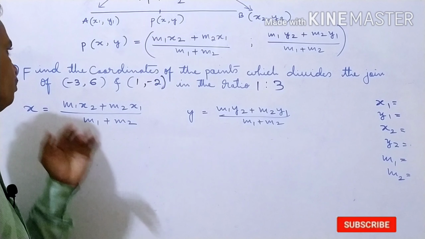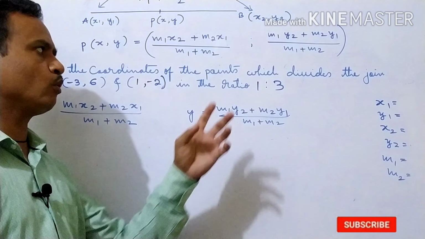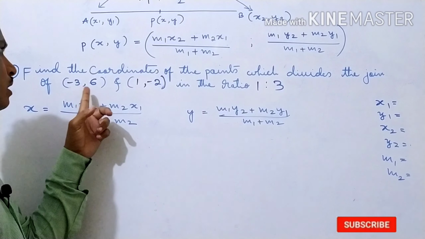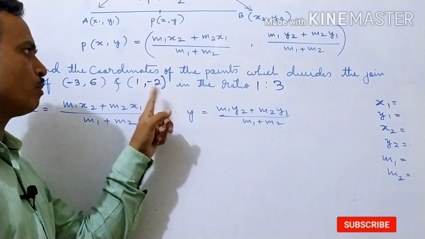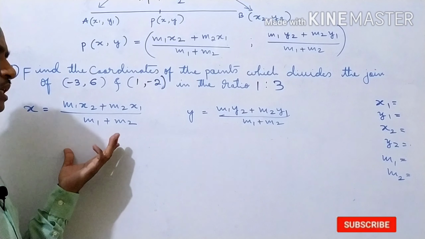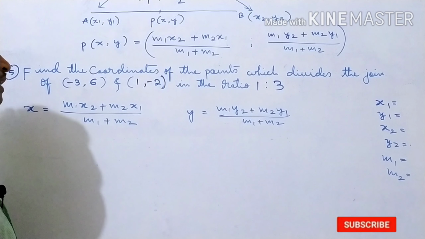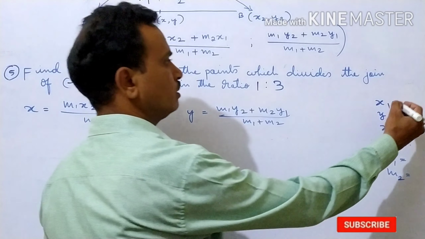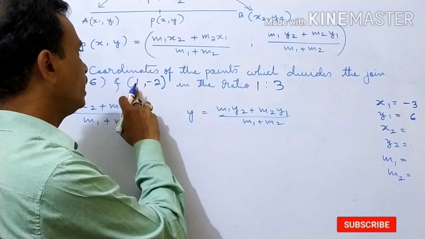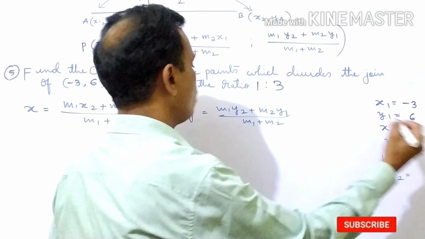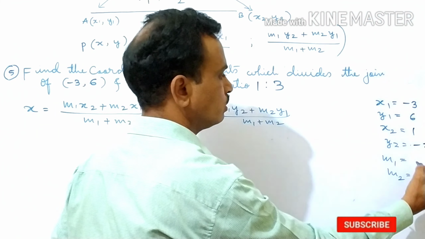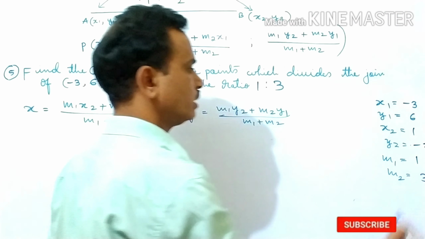Question number 5. Find the coordinates of the point which divides the join of minus 3, 6 and 1, minus 2 in the ratio 1 is to 3. Now use the same formula. Now you take x1, what is given? Minus 3, y1 is 6. Then x2 is 1, y2 is minus 2. Then m1 you should take 1, m2 you should take 3.